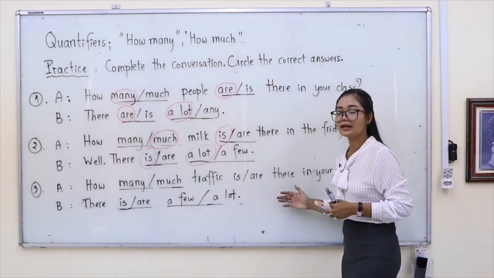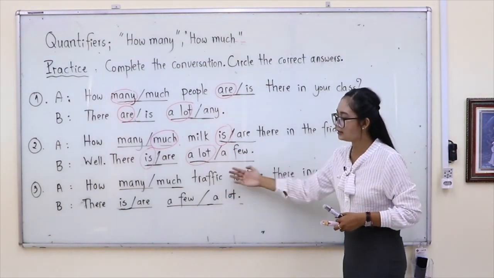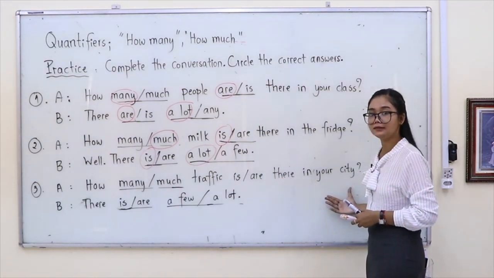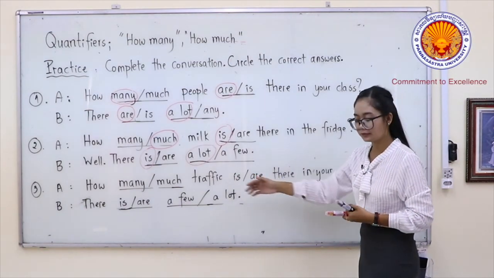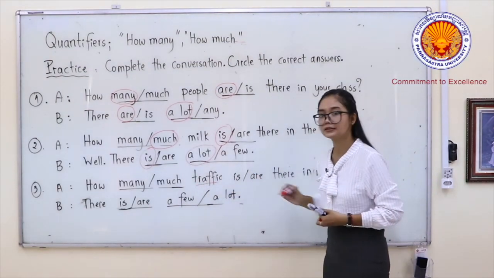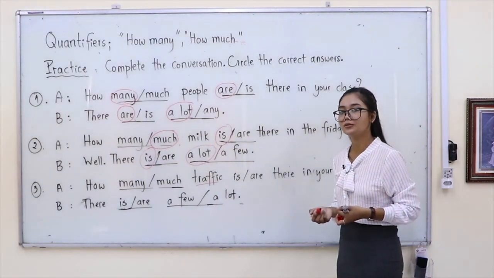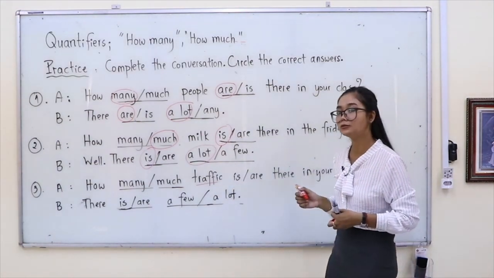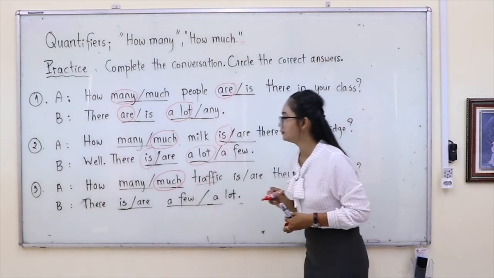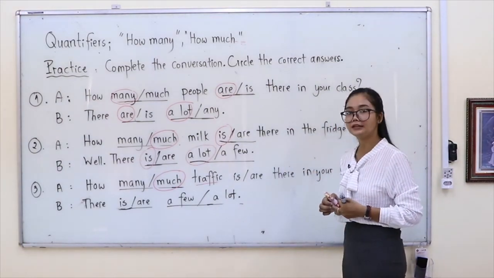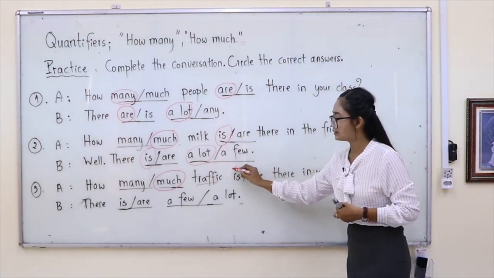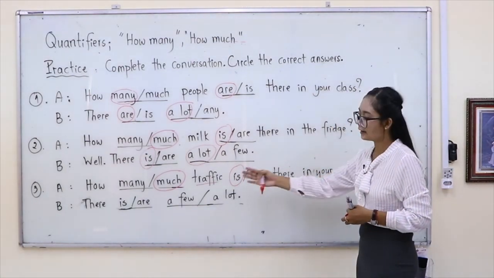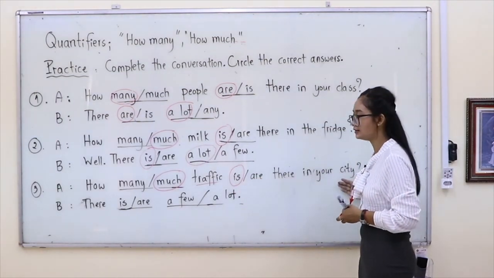Alright everyone, let's go to the last exercise. We have how many or how much traffic is or are there in your city. Let's take a look at the noun here. The noun is traffic. As I told you earlier, traffic is an uncountable noun, so we use it with how much. That's good. How much traffic is or are? The answer is is. How much traffic is there in your city?